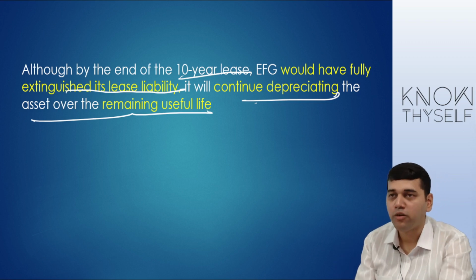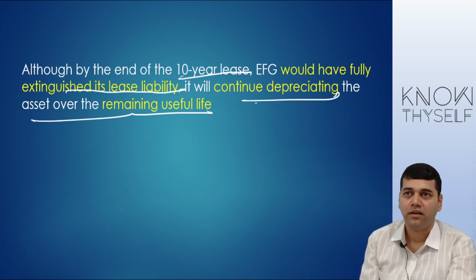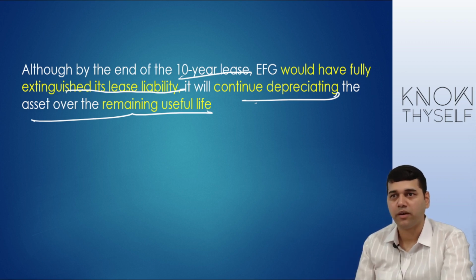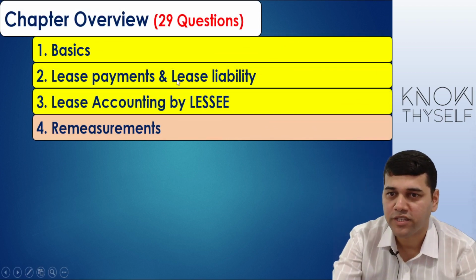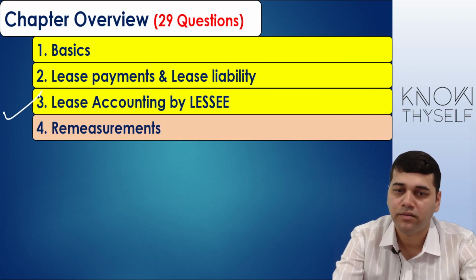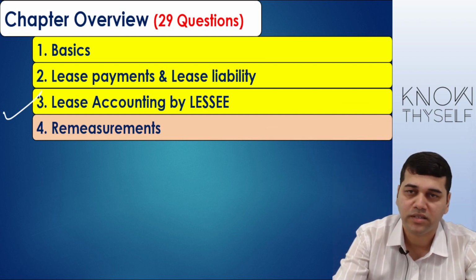First of all, how many are important? Some 9 important ones I have given. In that, only one we have come across now. Okay? So, first part we have done, lease accounting, initial measurement. Next chapter, we'll start with the remeasurements. Next class.